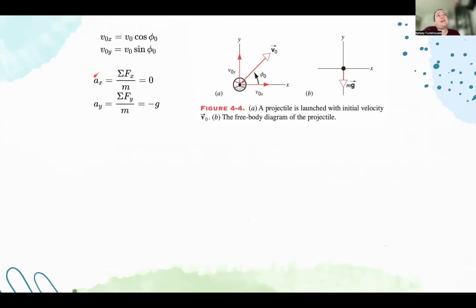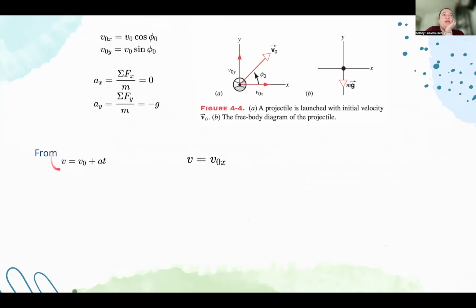And then there's no acceleration in the x direction, and the acceleration in the y direction is negative g, the acceleration due to gravity. We can also simplify some of our kinematics equations based on this information.